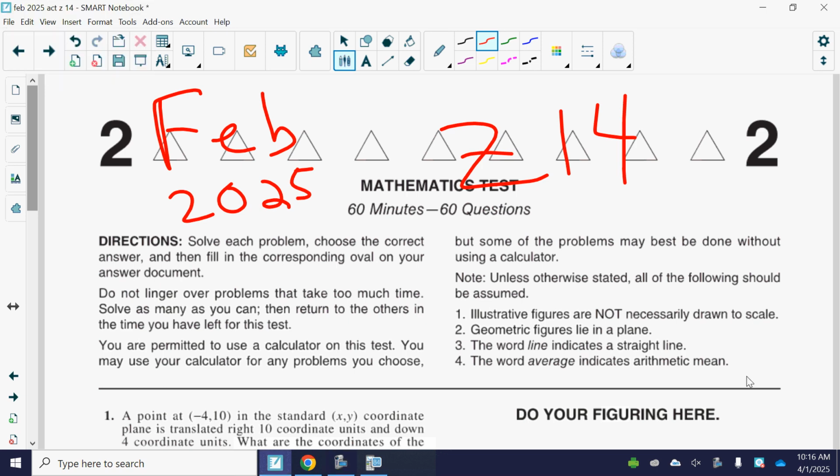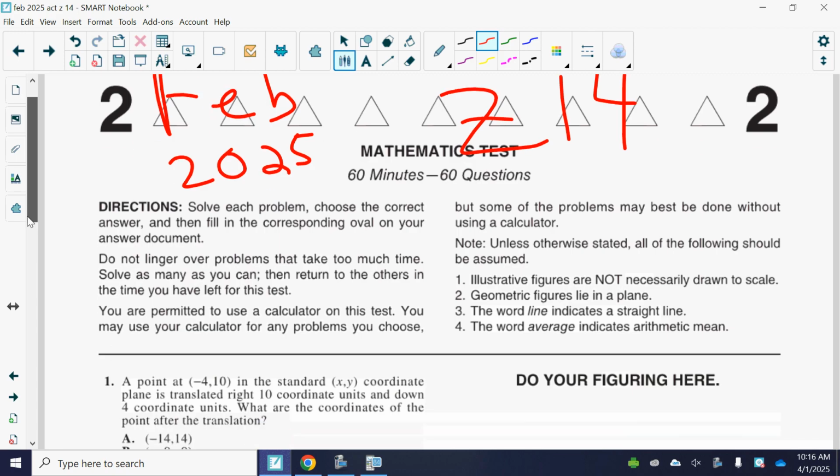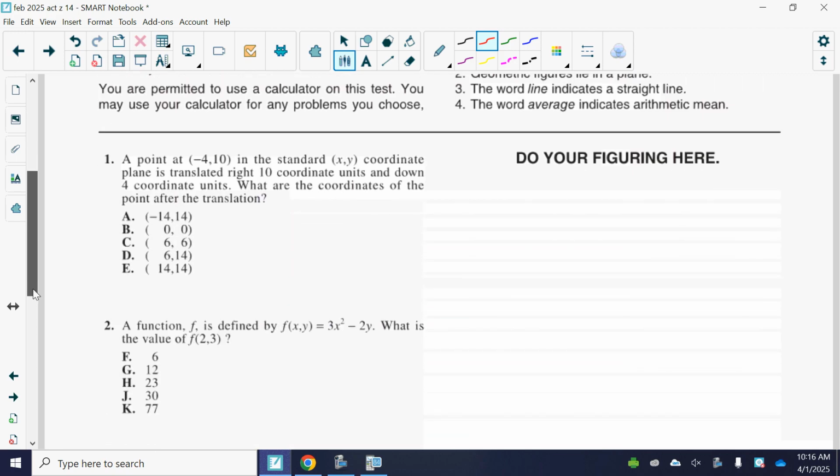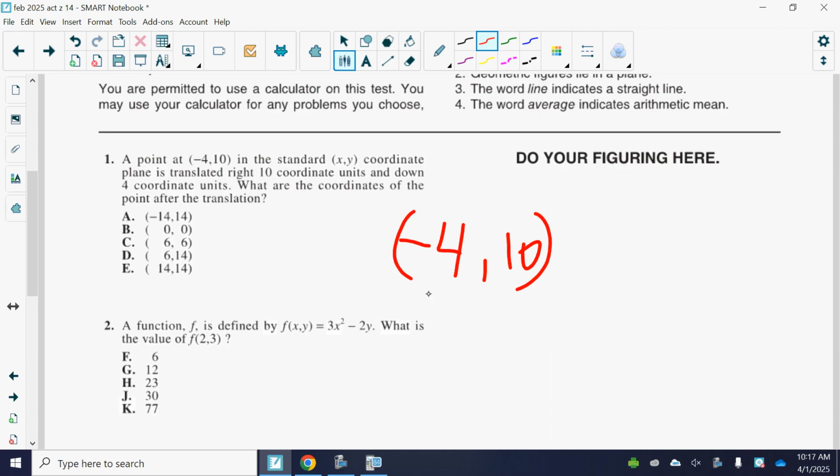And away we go. This is the most recent ACT, February 2025. Moving parts. They take the point -4, 10 and they move it 10 units to the right. So what does that do when you move 10 units?